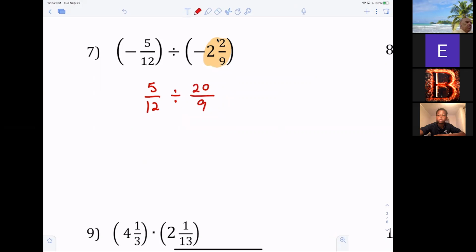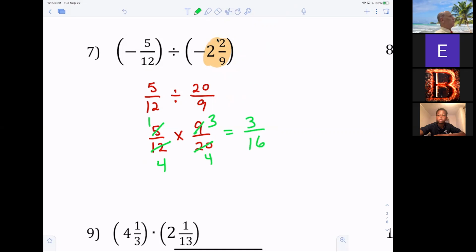All right, now 5/12 division becomes a multiplication, and then I take the reciprocal. Good job, 9 over 20. Now it's just about reducing. 5 goes into 5, 5 goes into 20, 3 goes into 9, 3 goes into 12, 4. Then again, multiplying straight across, 3 out of 16.